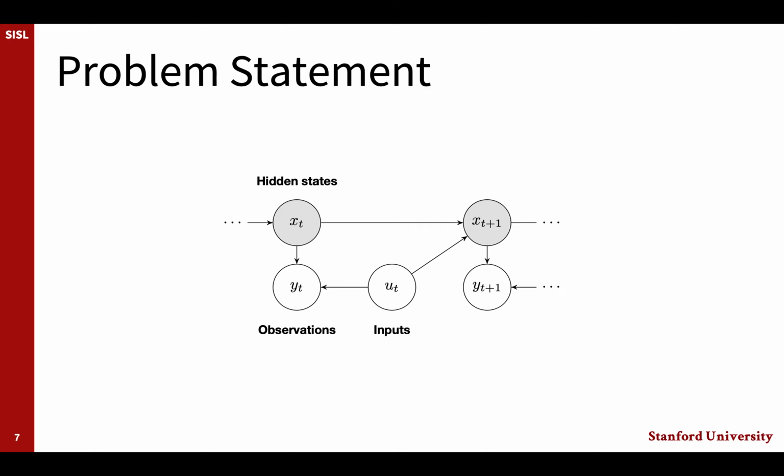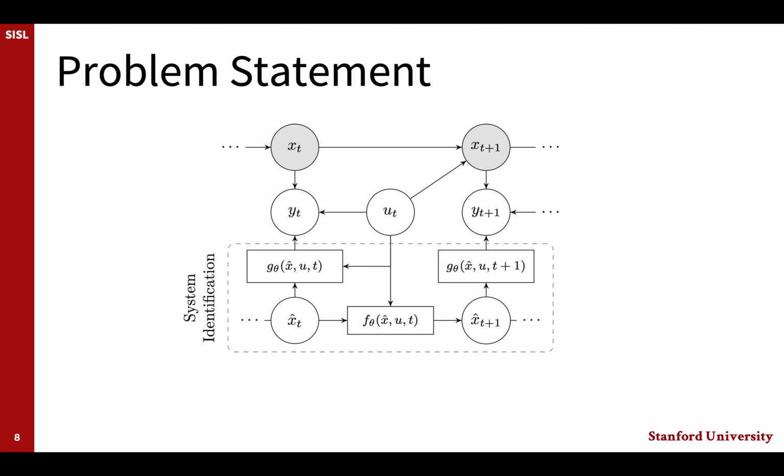So the problem statement here is that imagine we have some hidden state x of t that evolves over time. And what we have access to are observations y of t of that state, as well as the inputs that we drove the system with. So we want to perform system identification. We want to learn a model, f of theta, which maps a state to the next state, as well as a model g of theta, which maps the state to the observation that we saw.